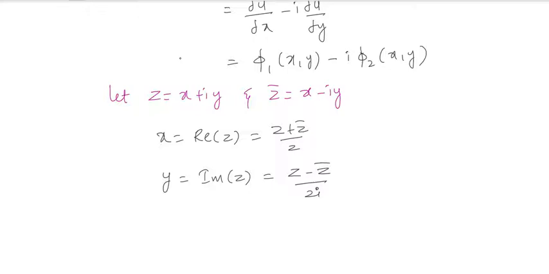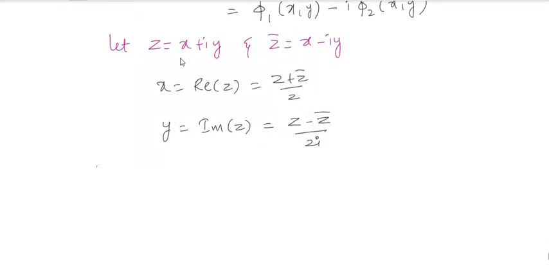So now replace that x and y in this case. Now what will I get? What is my f dash z actually? f dash z is equal to phi 1 of x comma y minus i into phi 2 of x comma y. I'm just taking that as a function. That's all, nothing more than that.